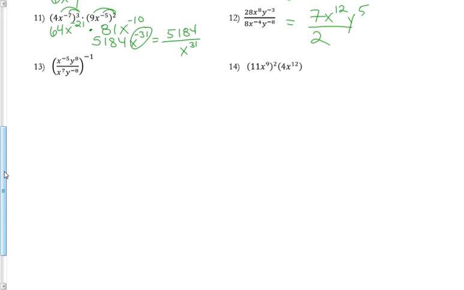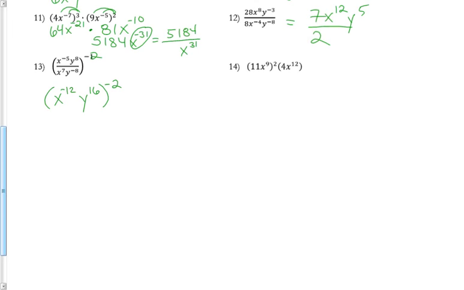Number 13, I believe on yours, this actually says to the negative second power. Two-step problem, I'm going to simplify what's inside the parentheses first. So I'm going to do my division rule, which means I'm going to subtract, giving me x to the negative 12th, negative 5 minus 7, and then y to the 16th. 8 minus negative 8 becomes 8 plus 8, which is how we get 16.